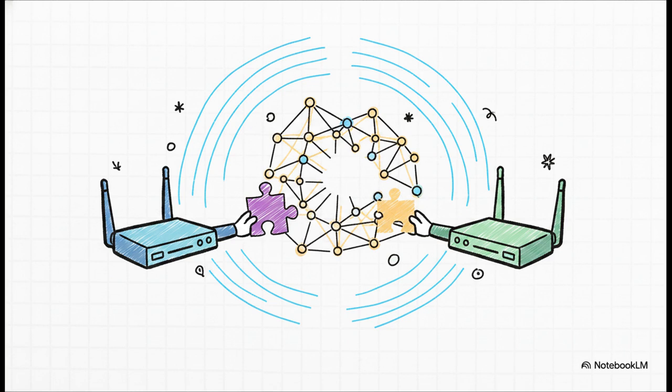Then, in the exchange state, they send out database descriptor packets, which is basically like sharing the table of contents of their network maps. In the loading state, they request the specific, detailed info that they're missing. And finally, they reach the ultimate goal, the full state. Both routers now have a completely identical, perfectly synchronized topological map of the entire network area.